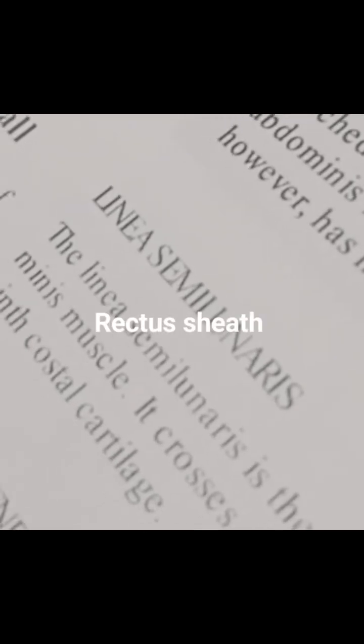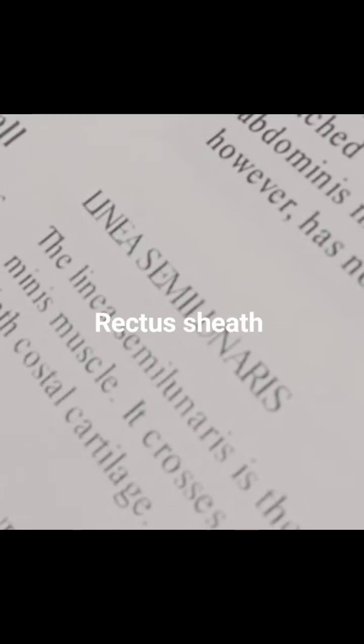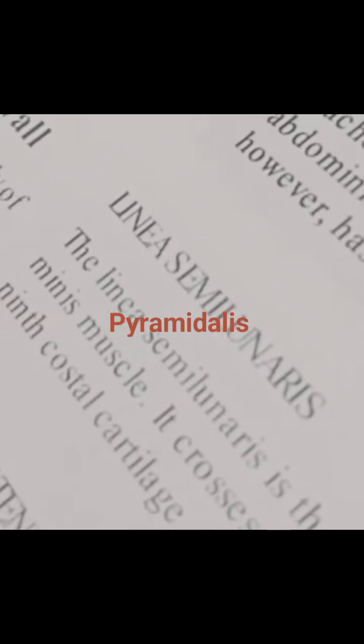In the lower part of the rectus sheath, there may be a small muscle called the pyramidalis. The cremaster muscle is derived from the lower fibers of the internal oblique. It passes inferiorly as a covering of the spermatic cord and enters the scrotum.